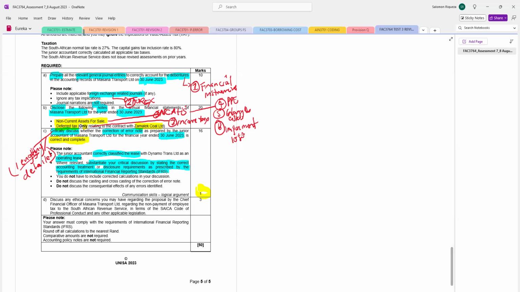Right, this is what I was saying. So if something is incorrect or omitted, then you need to come back and tell us how it should be done, but in reference to IFRS, of course. Okay, in reference to the standards.